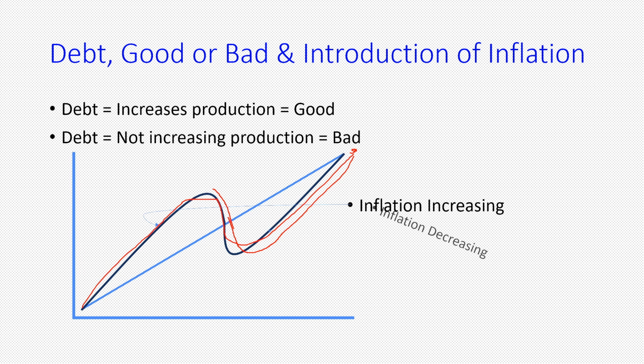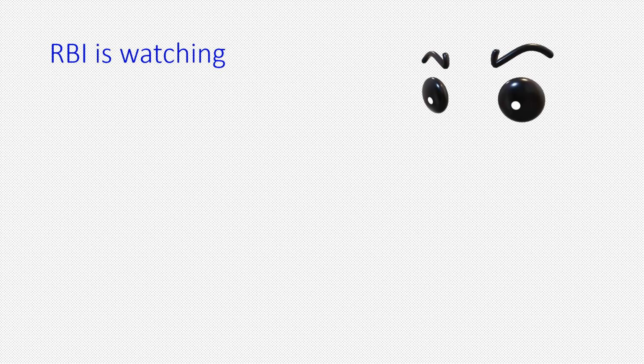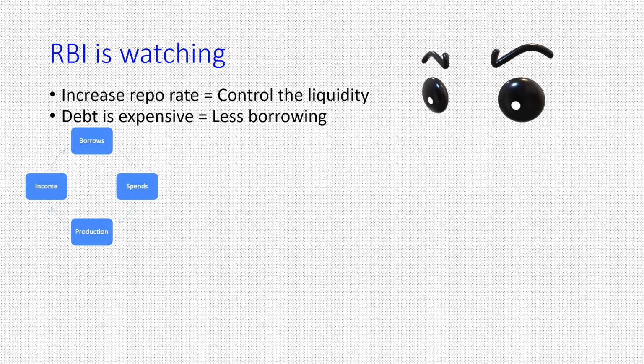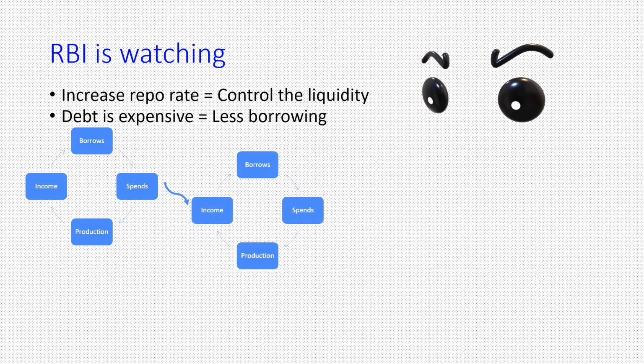Now here the RBI is watching all this scenario, like I already explained earlier. They control, they increase the repo rate, they try to control the liquidity. Debt becomes more expensive, so there is less borrowing. So less borrowing, so you spend less, so another person's income reduces, and the same keeps on going.